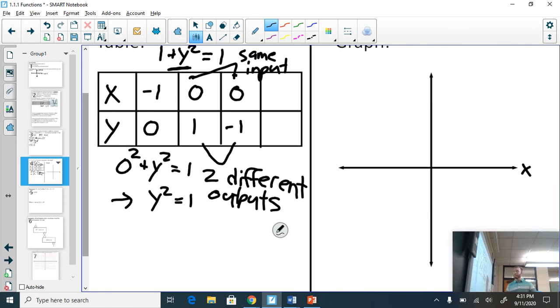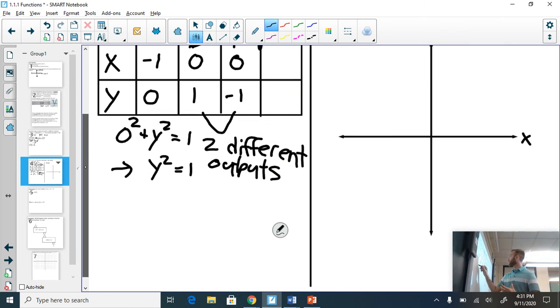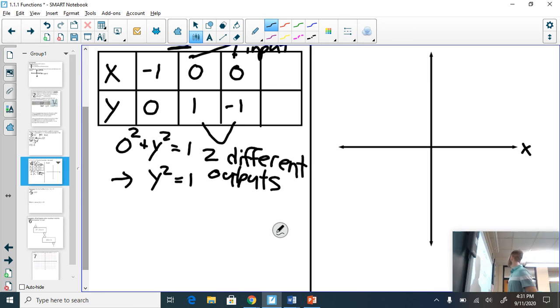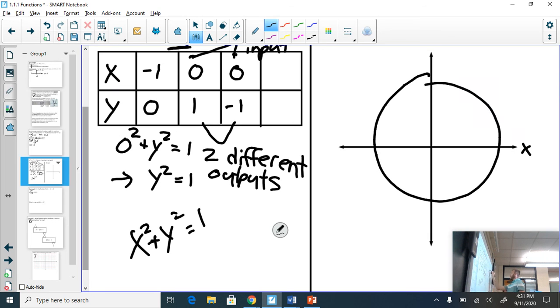And if we were to draw the graph of this, we're going to draw the graph of this. The graph of, just as a reminder, our equation is x squared plus y squared equals 1. That turns out to be a circle that I poorly drew, where it's supposed to be a radius of 1. And it's more easily seen on the graph, right?